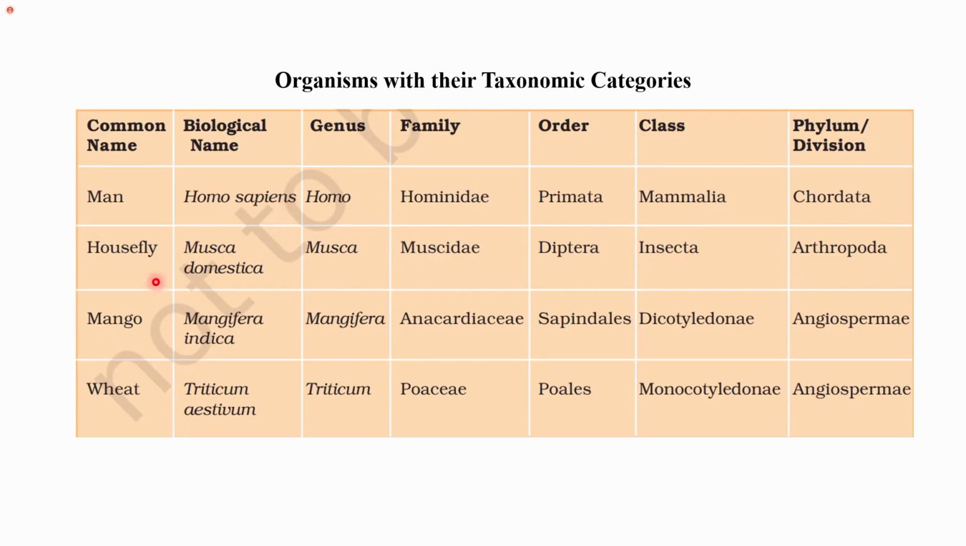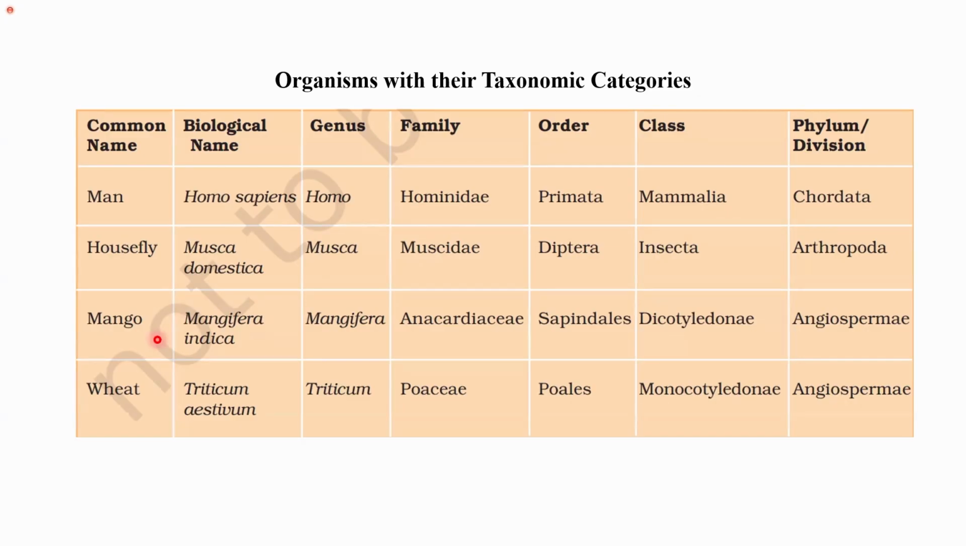Similarly, the scientific name for the housefly is Musca domestica. Musca represents the genus under the family Muscidae, which comes under the order Diptera, class Insecta, and phylum Arthropoda. Similarly, we can study mango and wheat also, that is Mangifera indica and Triticum aestivum.